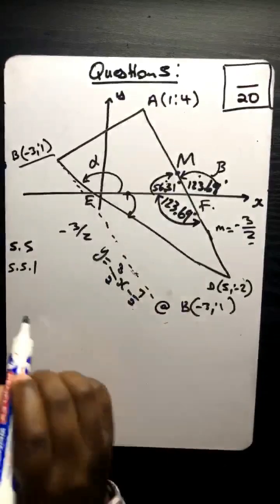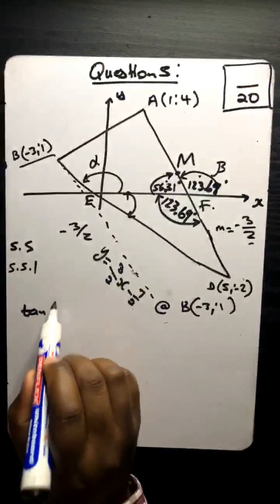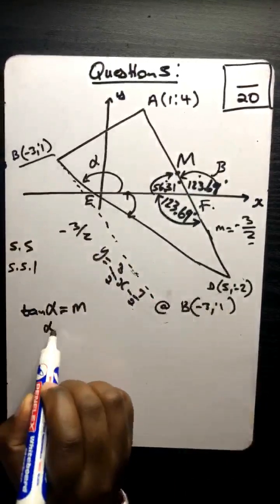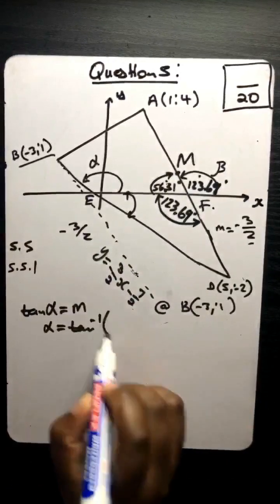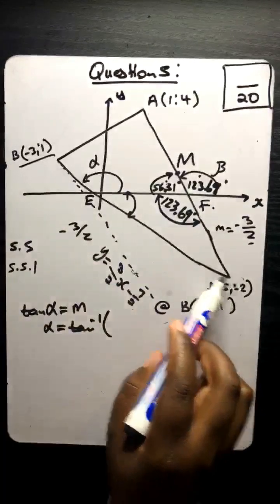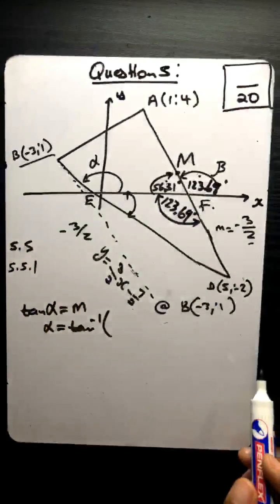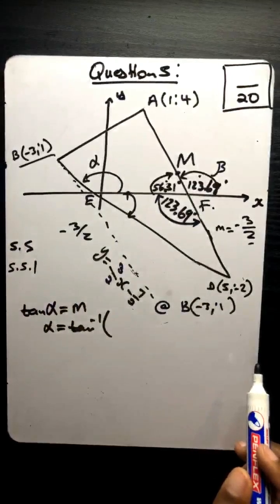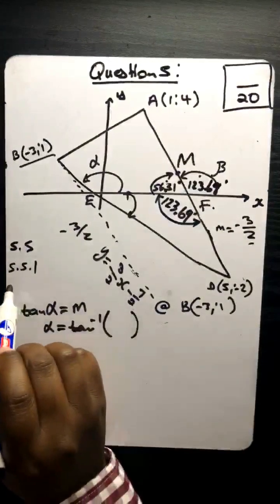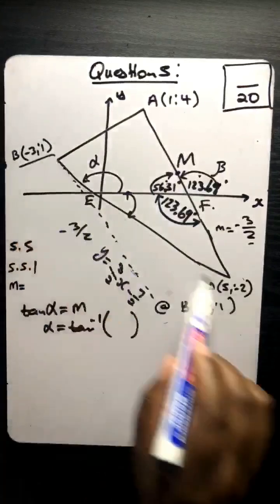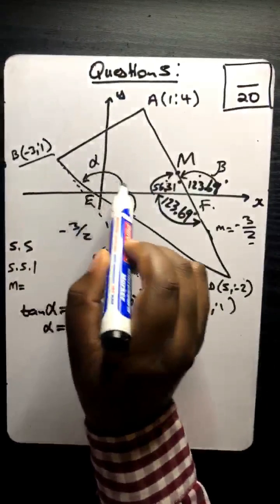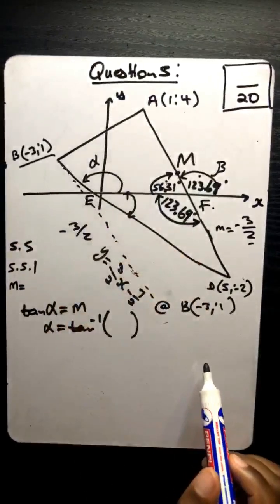Obviously, to calculate that angle alpha, which is going to be the gradient of that line, alpha will be equal to the inverse function of tan, that gradient. Did we calculate the gradient of that line? I don't think we did, which means we might need to calculate it. So the first thing we need to do is calculate the gradient of this line. Why? Because I want to calculate the angle of inclination, that alpha.